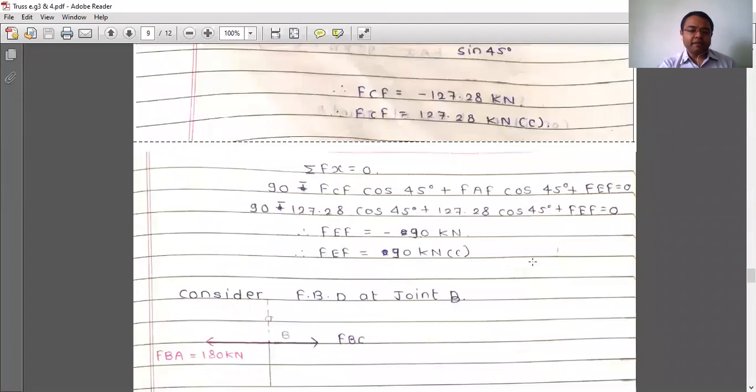Next, apply summation Fx equal to 0. Apply summation Fx equal to 0 to this diagram. We are getting the force in the member EF.